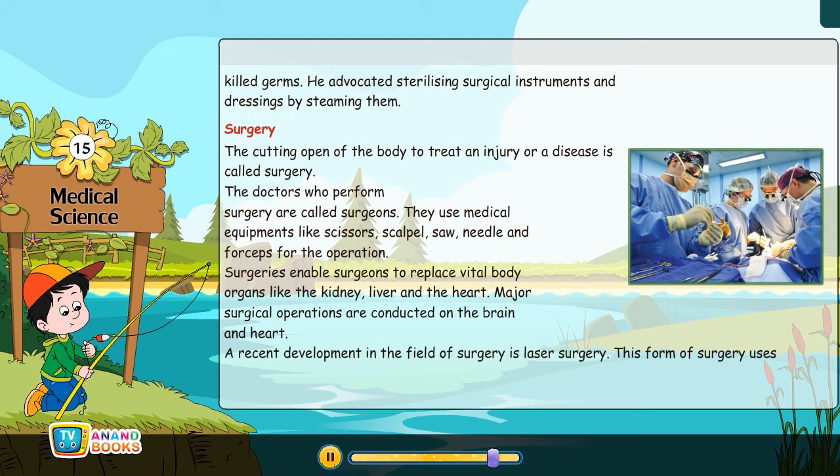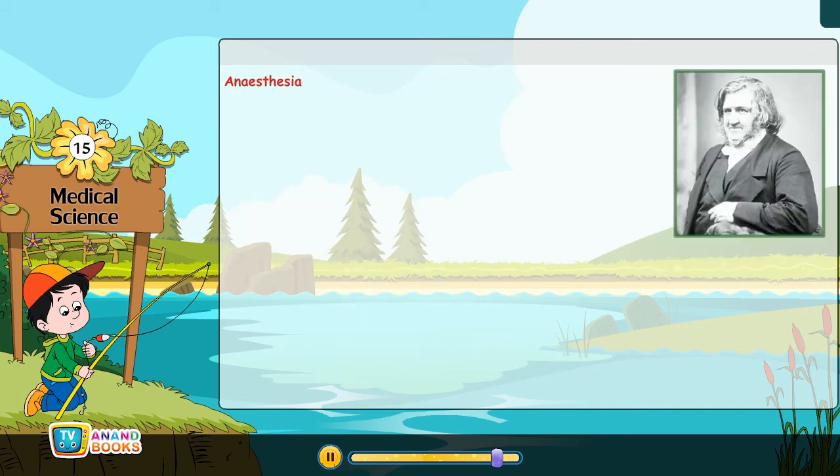A recent development in the field of surgery is laser surgery. This form of surgery uses laser rays for treatment and does not require the use of knife or scalpel.